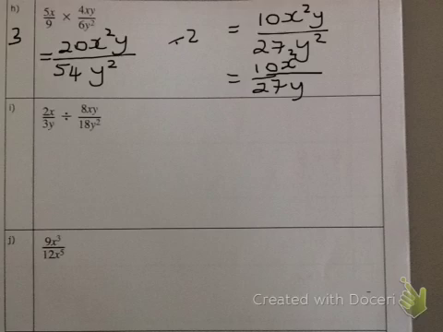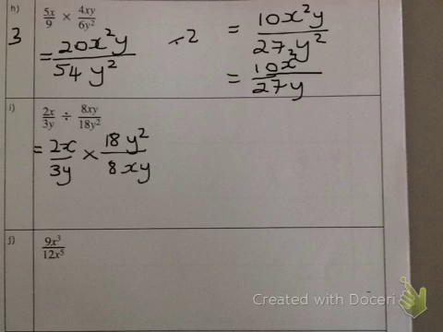Next one, when you are dividing by a fraction, you turn the fraction upside down so we get its reciprocal, and we multiply by the reciprocal. So 2x over 3y times 18y squared over 8xy. I think I'll do the multiplying first. I'm going to go 2 times 18, I'll get 36. x times y squared, because I'm just multiplying across. 3 times 8 is 24. x, y squared.